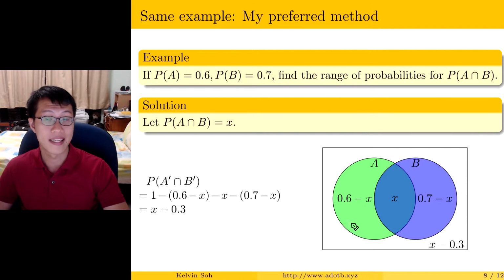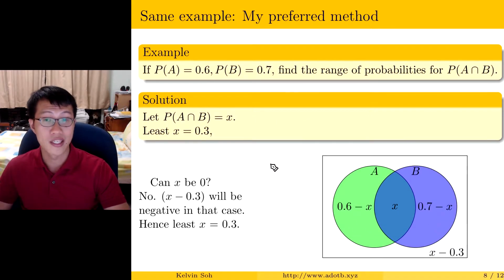Now that we have filled up the entire Venn diagram, we ask ourselves, what is the smallest possible value x can be? Can x be 0? Turns out it cannot be 0 because of the value outside over here. If x is 0, x minus 0.3 will be negative, and that does not work. Hence, the least possible value x has to be is 0.3.